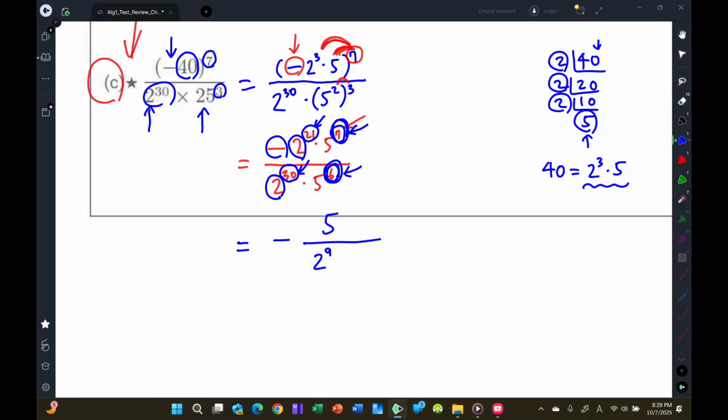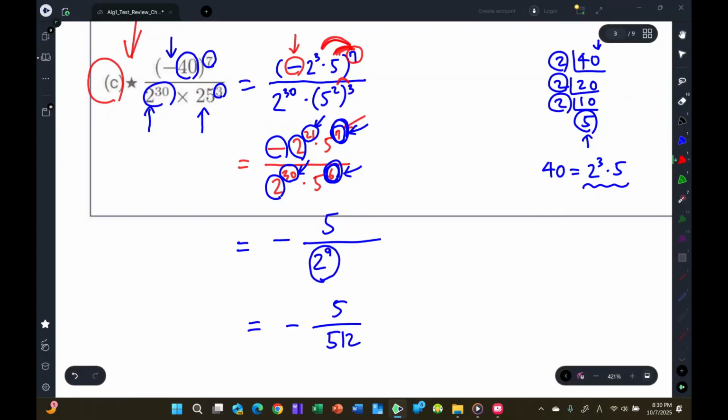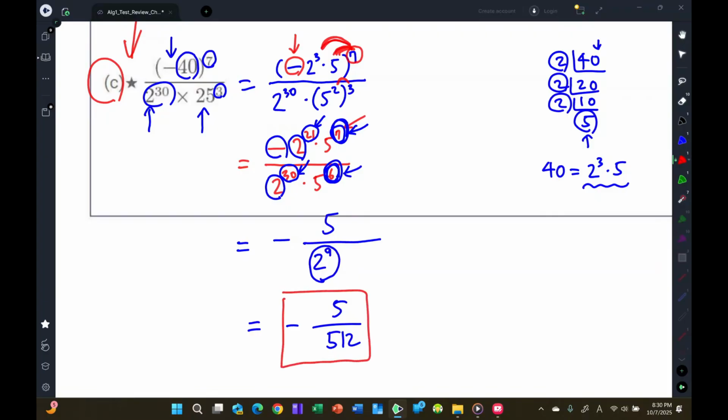Let's not leave this like that, because I know this is a big number, but we can still figure it out. If you multiply 2 nine times, that's going to be negative 5 over 512, and that's the final answer. Okay, not that bad, right? You have to practice all these problems on your own, okay? And then do the test corrections when I give you test correction material, right?